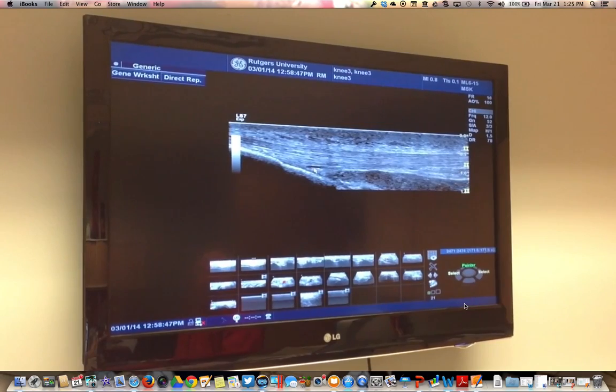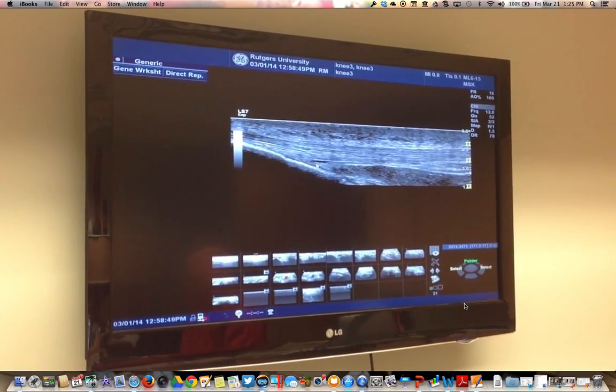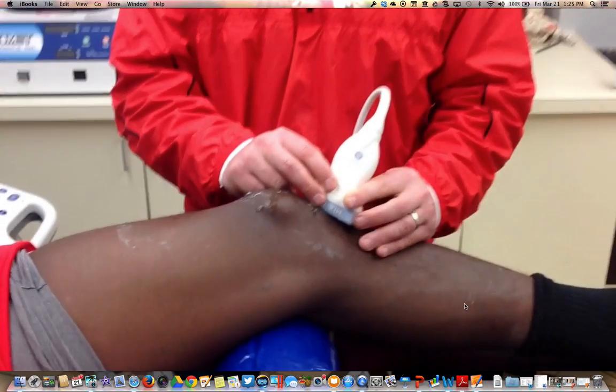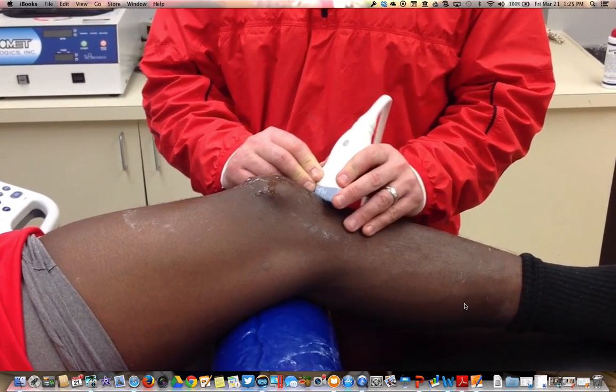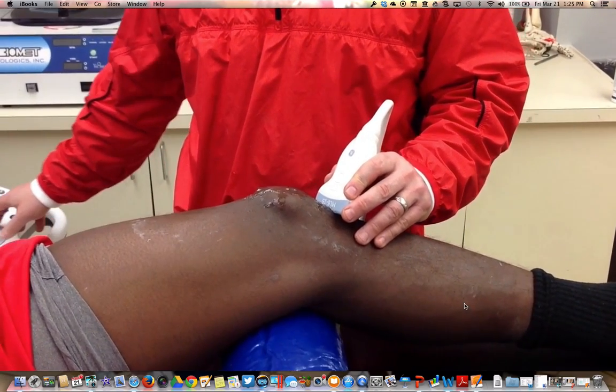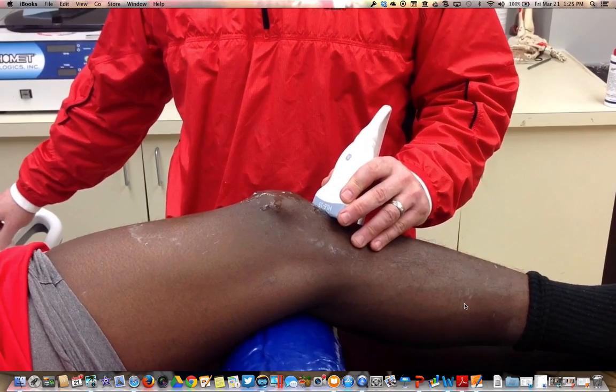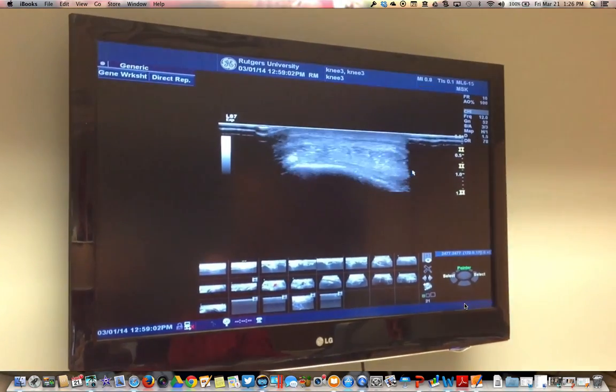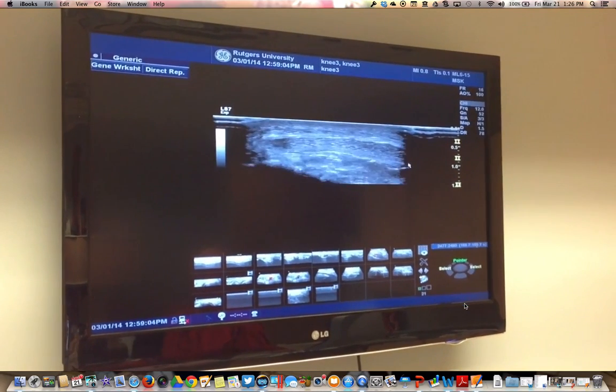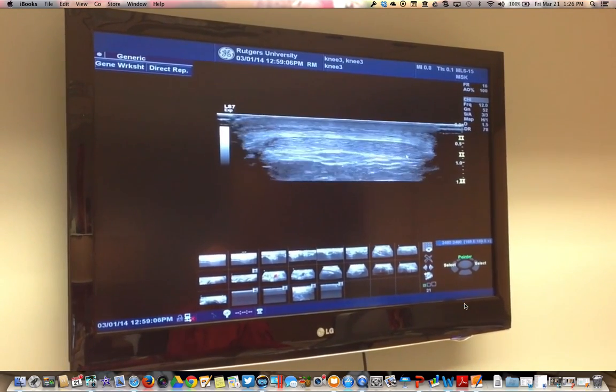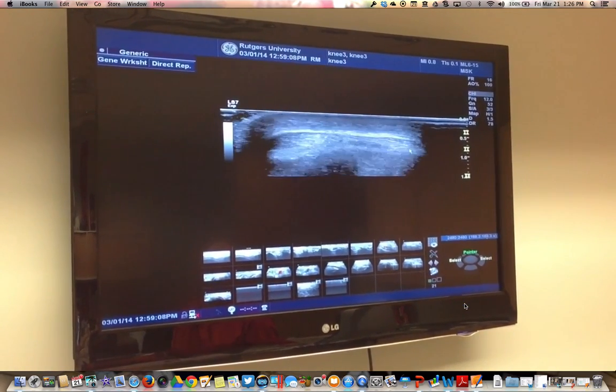We also want to look at that tendon in a short axis plane. We're going to do the same maneuver by rotating the probe 90 degrees and looking at the pancake-like structure of the patella tendon with its very, very broad width. Follow it down from its most distal aspect all the way up to its proximal attachment, all the way into the patella.